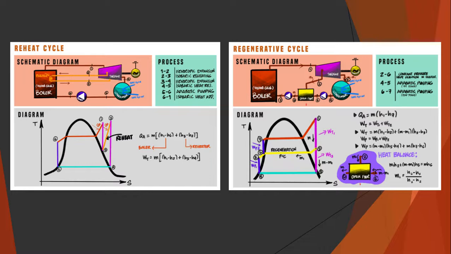Reheat cycle. Schematic diagram. Ang process po ay 1 to 2 isentropic expansion, 2 to 3 isobaric reheating, 3 to 4 isentropic expansion, 4 to 5 isobaric heat rejection, 5 to 6 adiabatic pumping, 6 to 1 isobaric heat addition.